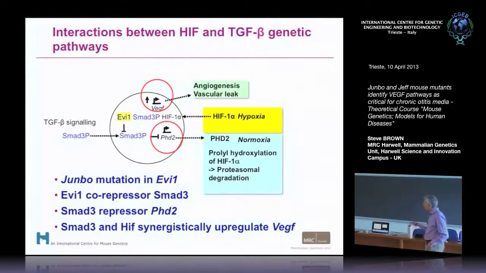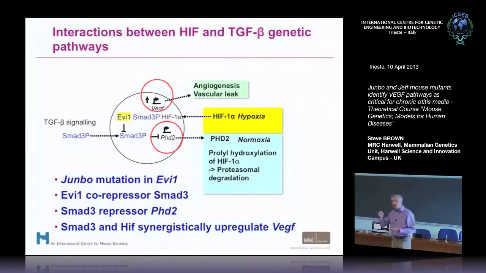Now you can imagine that if you have an EVI1 mutation here, this mutation in EVI1, which is a co-repressor of SMAD3, SMAD3 will go up, it will repress prolyl hydroxylase 2, we'll have more HIF1 alpha produced, which produces more VEGF, you get angiogenesis, more blood vessels, you get vascular leak through VEGF, and this is what's probably leading to the effusion into the middle ear. So this is our hypothesis of what's happening in the interaction between HIF and TGF-beta pathways.